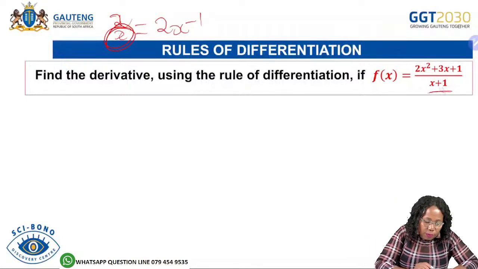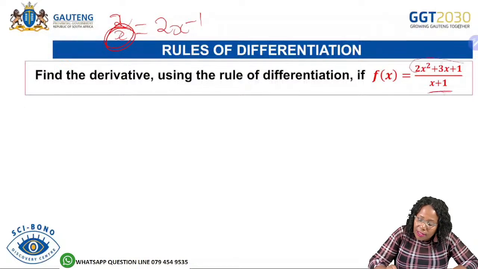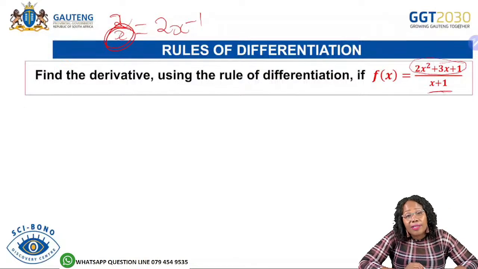And then let's see now. If you look at this, this is a trinomial where you are factorizing.